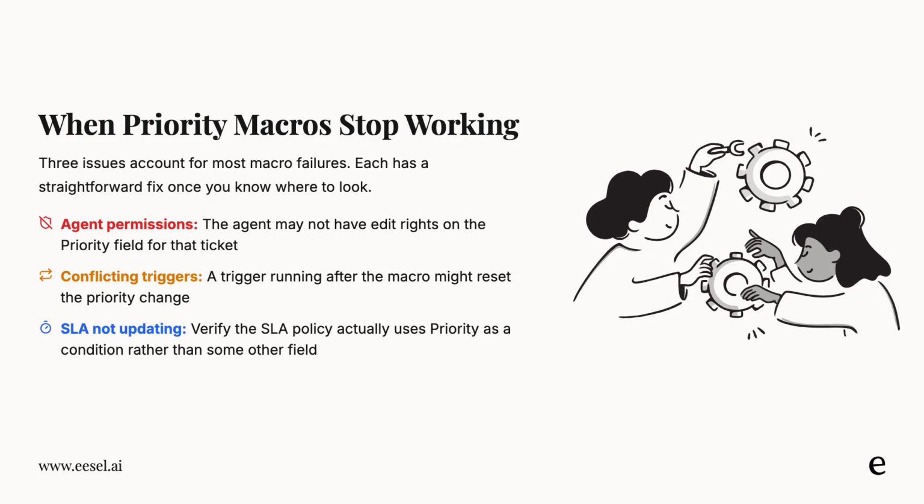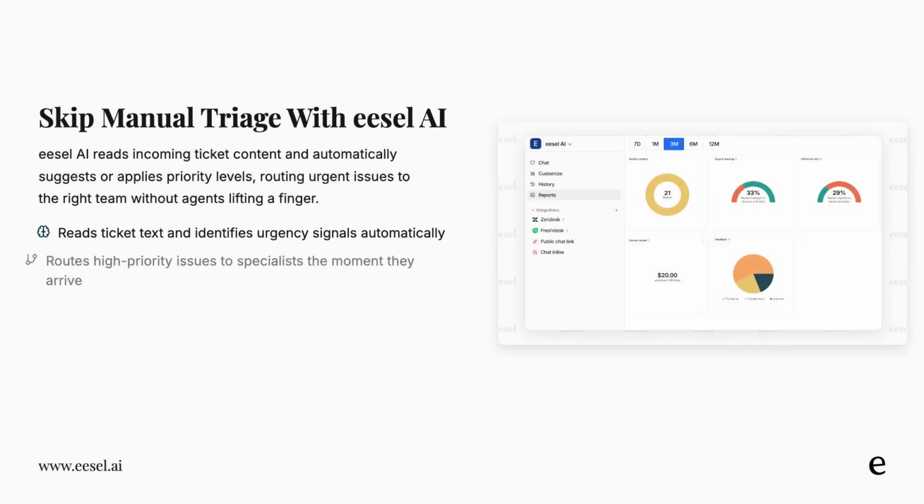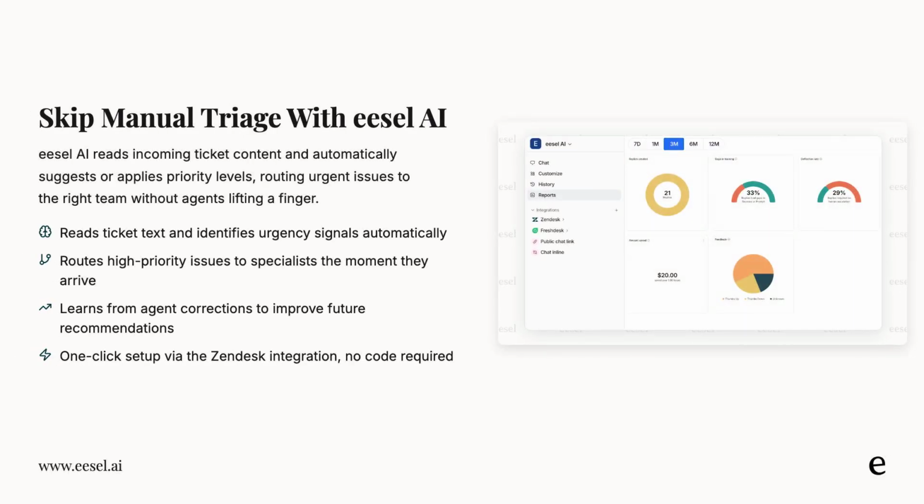Macros handle manual prioritization well, but they depend on agents catching every ticket that needs escalation. Eesel AI takes a different approach. It reads incoming ticket content, identifies urgency signals automatically, and routes high-priority issues to specialists the moment they arrive. It learns from your team's corrections over time, making every recommendation more accurate than the last.